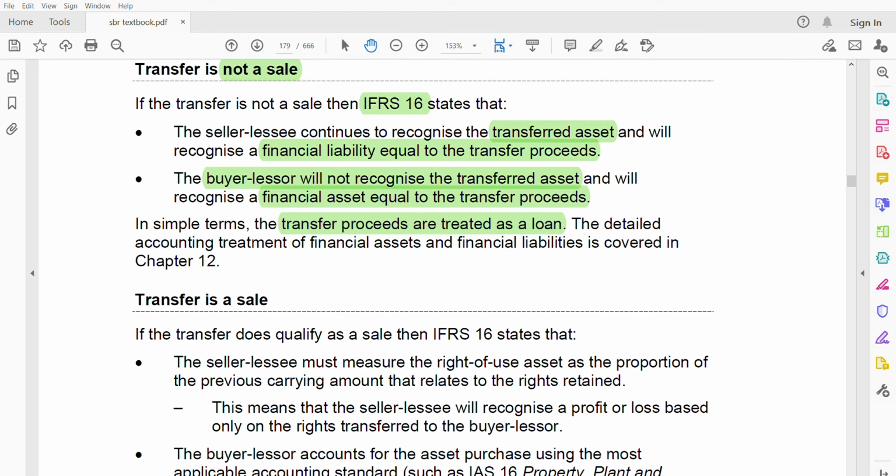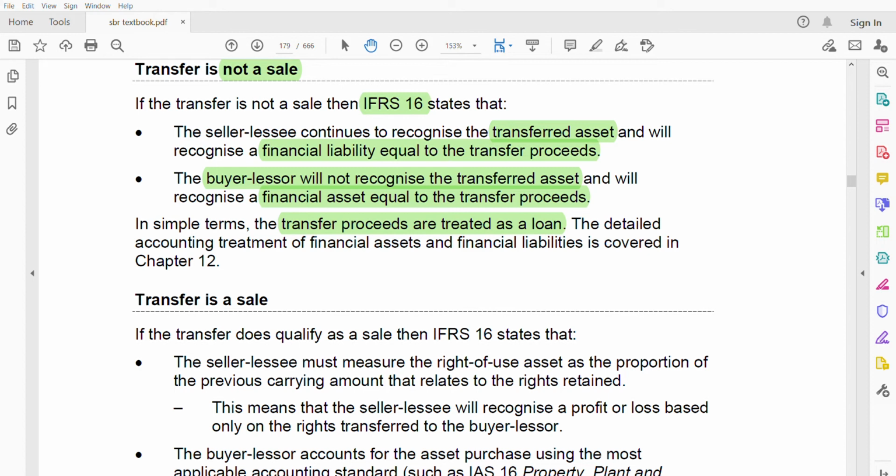That transfer proceed they cannot recognize as revenue because this is not a sale. Otherwise, they would have credited revenue and debited the transferred asset, right? You debit the transferred asset, but where to credit? It's like a liability on you now. You cannot recognize it as revenue because the transfer is not a sale. So that's why you recognize a financial liability. As they have said, the transfer proceed is now like a loan for you. You have taken a loan.